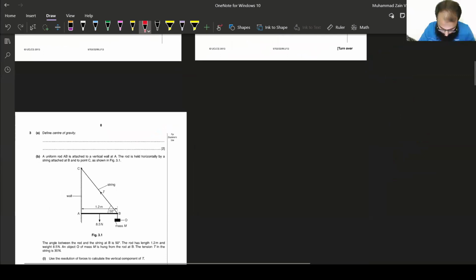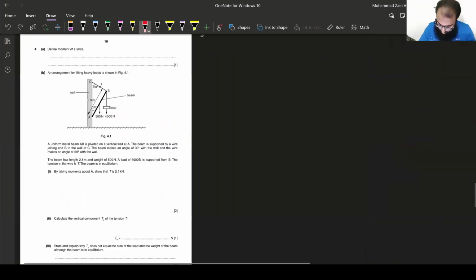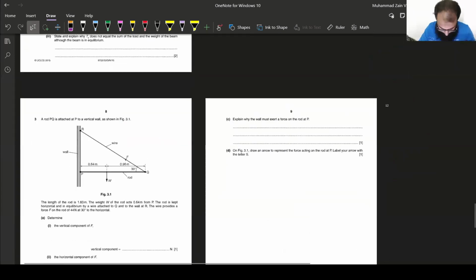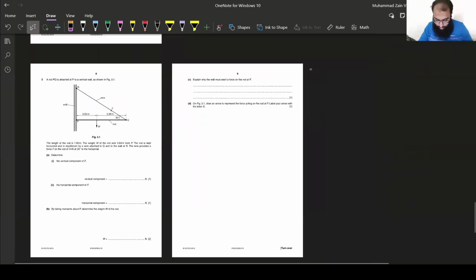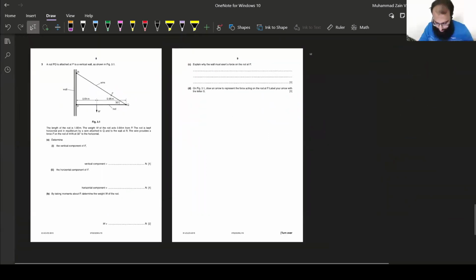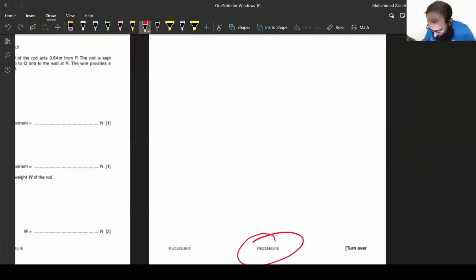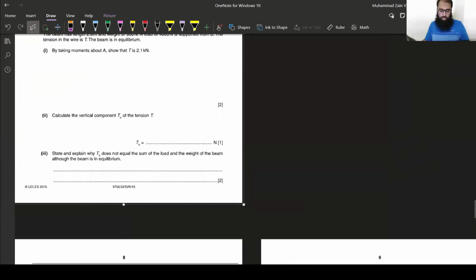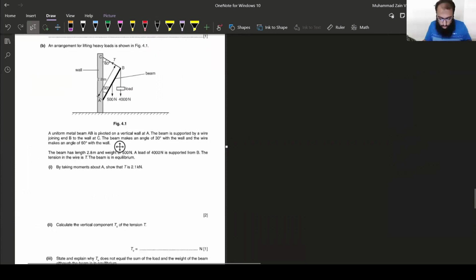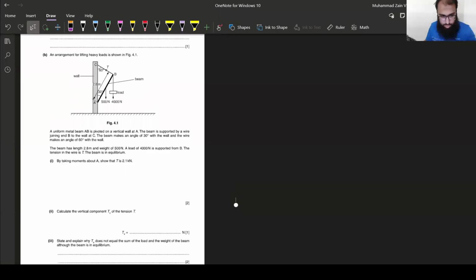Okay, so this same question got repeated. This question is very similar to what we did above, so maybe mark the question number. It's May/June 2015, variant 2, and try solving this yourself. For now, I'll do this question, which is similar but a bit different. Define moment of a force: the turning effect produced, etc. You can answer that question.